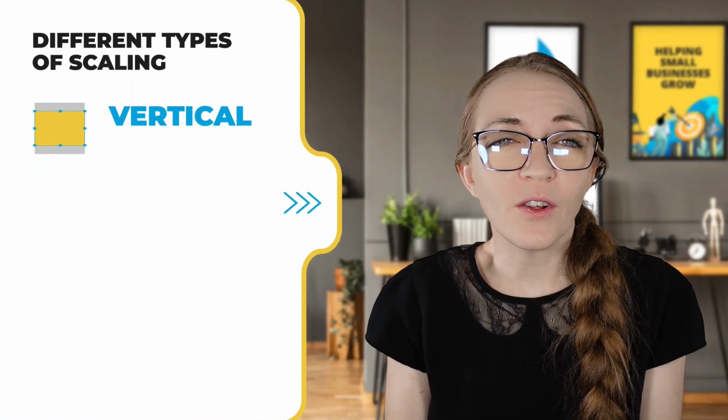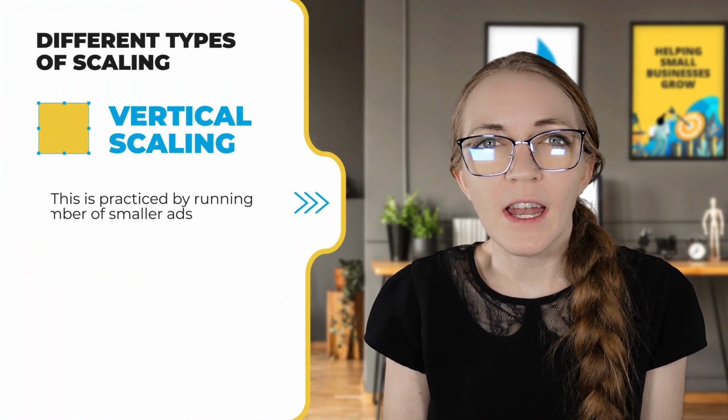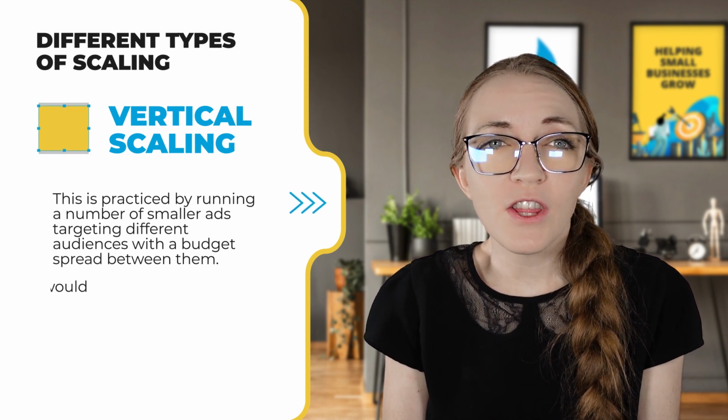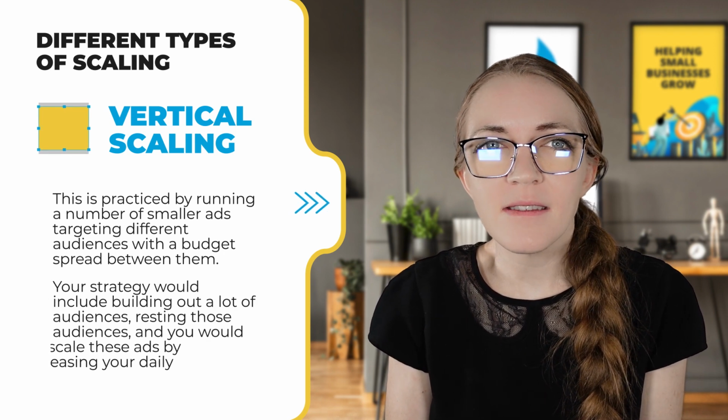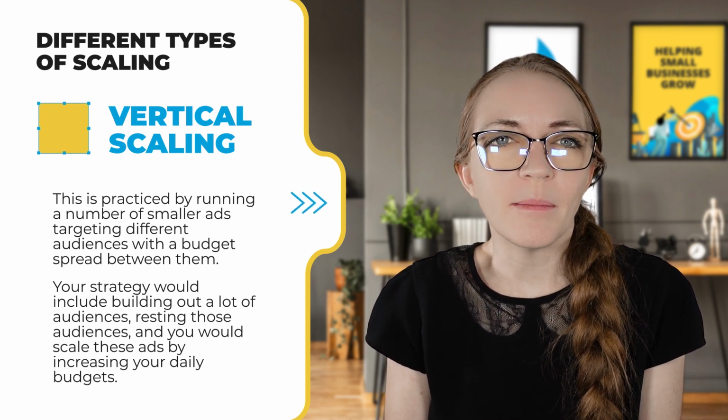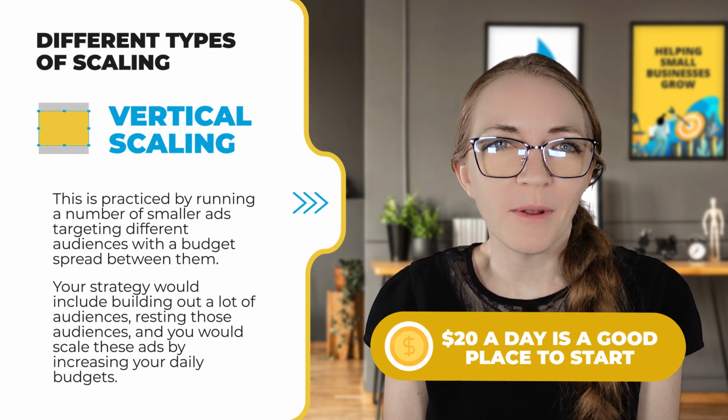One option is vertical scaling. This is practiced by running a number of small ads targeting different audiences with a budget spread between them. Your strategy will include building out a lot of audiences, resting those audiences, and you would scale these ads by increasing your daily budgets. $20 a day is usually a good place to start.